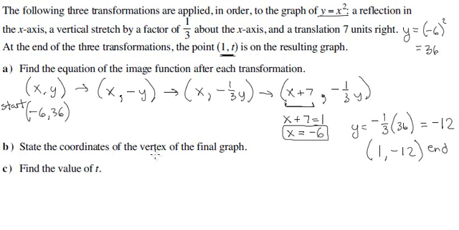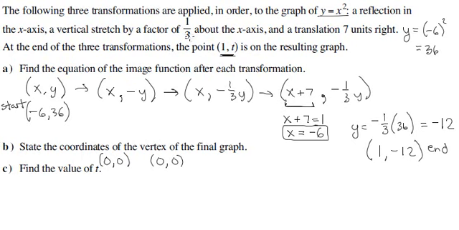So state the coordinates of the vertex of the final graph. If we had y equals x squared for our original parabola, where's the vertex then? It would have started at (0, 0). So now we just do these transformations again, and let's see what effect they have. We reflect it in the x-axis. That does nothing to our x-coordinate. It turns this from 0 to, well, negative 0, which makes no difference at all.